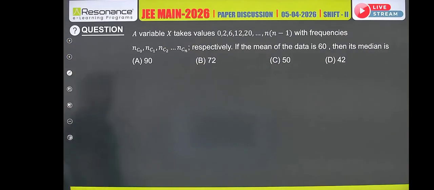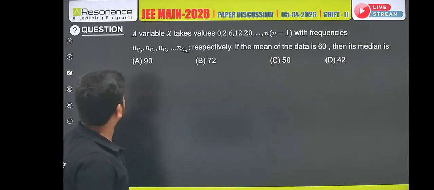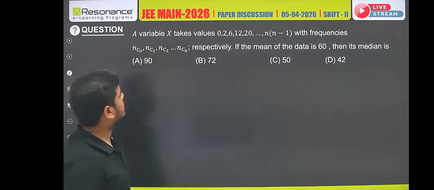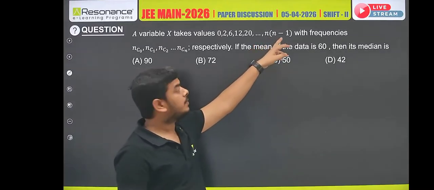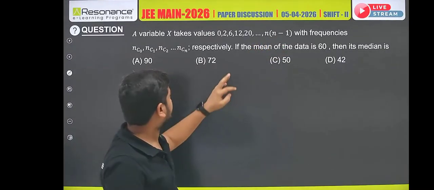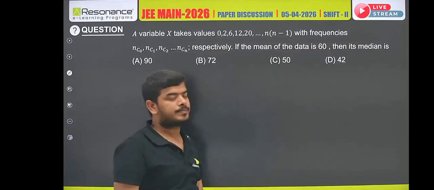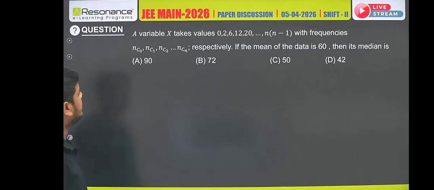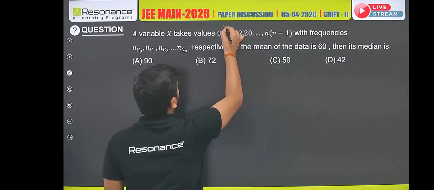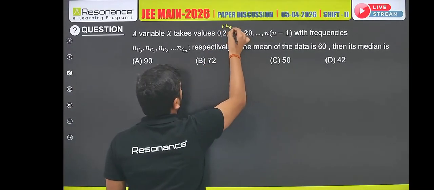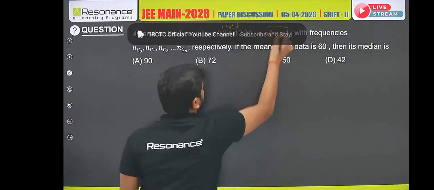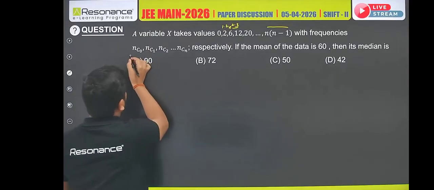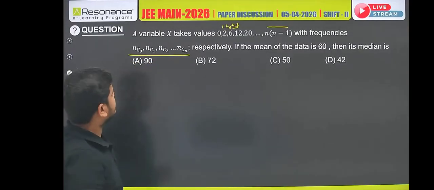Now next question. A variable x takes values 0 to 6 up to n(n−1), and frequencies are given. If the mean of the data is 60, then you need to find the median. How to find? Look here, this is 0, this is 1 into 2, and this is 2 into 3, like this, given as n(n−1), and frequencies are also given here.